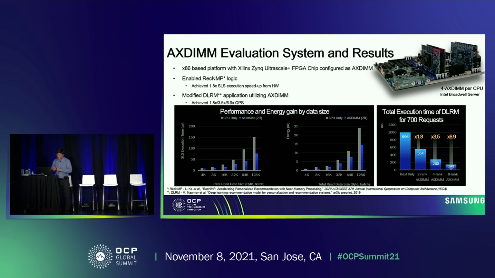We simulated, we didn't actually build the 4-rank and 8-rank AXDIMM, but we simulated the performance implication. What we saw was that this application is very much memory bandwidth bound. So if we provided the additional parallelism and bandwidth on the module itself, this application could well take advantage of it, and we could see performance gains of 3.5x and 6.9x. Okay.